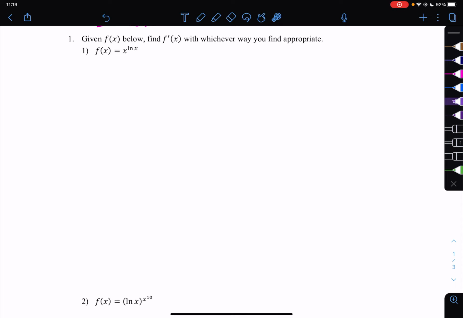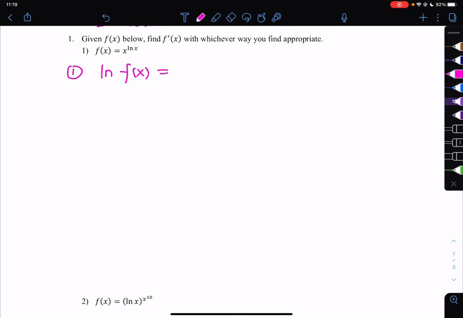If you look at this problem, I have a base which is not a constant, so it cannot be an exponential function. I have an exponent which is not a constant, so I cannot use a power function to work this out. Having a variable in the base and the exponent means my only option is to use logarithmic differentiation. So the first step is to take the log on both sides.